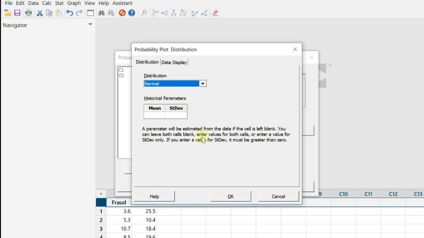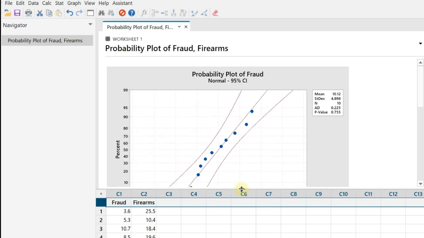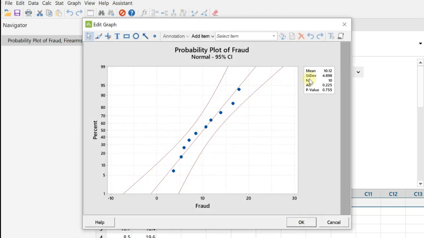Now, historical parameters, let's see. Let me see if I can get away with just saying okay. Yeah, that's fine. By doing that, the software calculates the mean and deviation of the normal distribution from the data it's working with. Let me hit OK and see what happens. And there you go, this is a probability plot for fraud. Don't worry about these confidence bands around it.